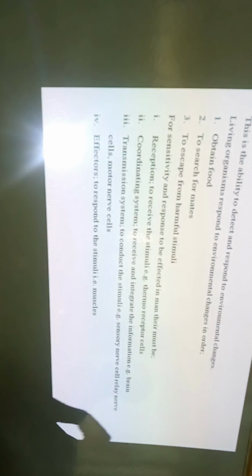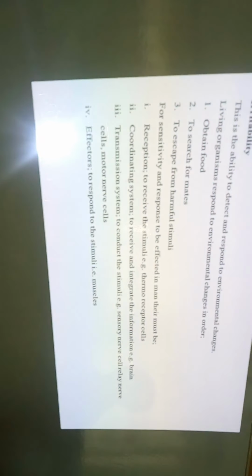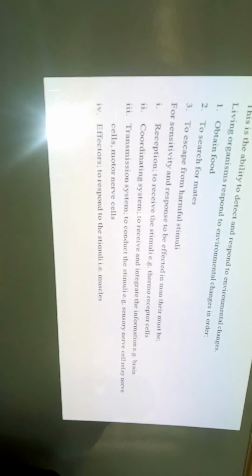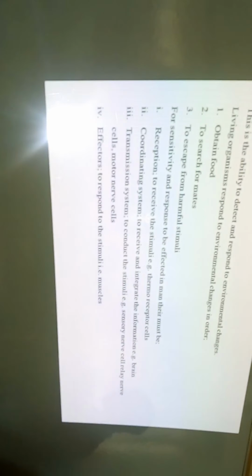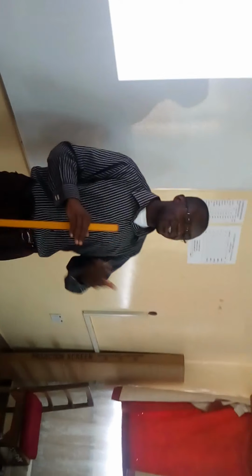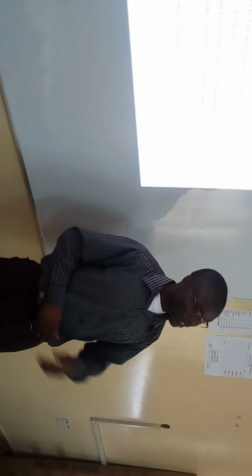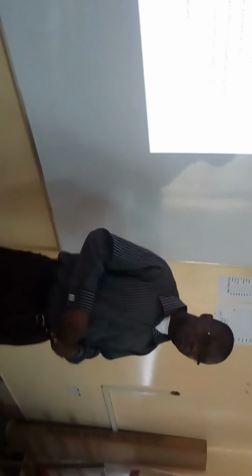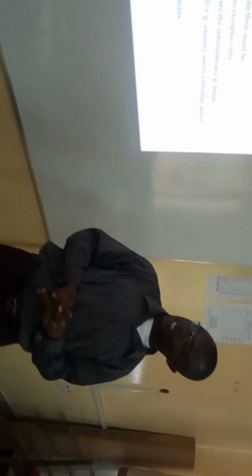Two, to search for mates. When there is the mating process, let's take it for instance, when you ask in a simple way from the family setup how your father and your mother met, you'll get funny stories behind that. One, your mother from Busia, your father from Webuye, they met in Mombasa. That is an example of irritability in search of mates.